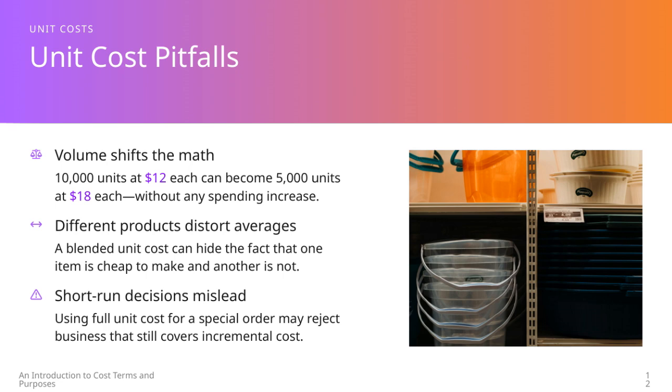Another important point is that different products can distort averages. When we calculate a blended unit cost, it might hide the fact that one product is cheap to make while another is quite expensive. This can give a misleading picture of overall costs. Finally, short-run decisions can also be tricky. If we use full unit cost to evaluate a special order, we might reject business that actually covers incremental costs and adds to profit. Understanding these nuances helps us make better decisions when analyzing costs and pricing.